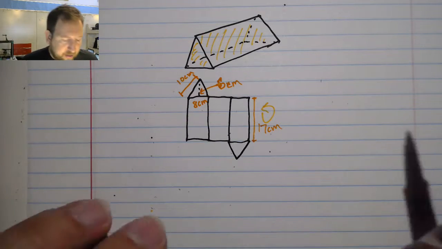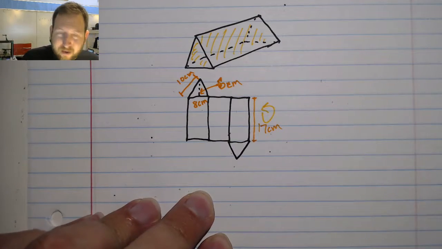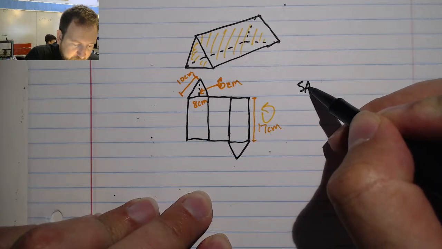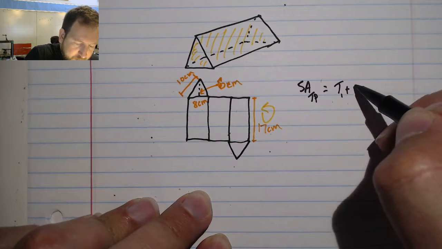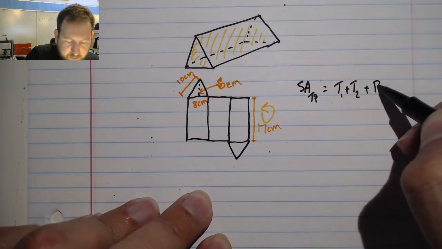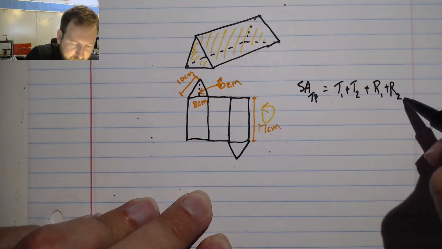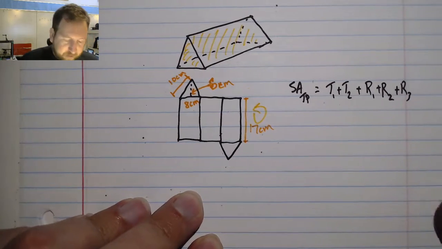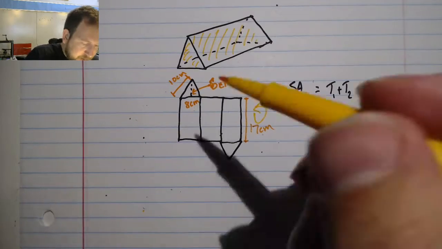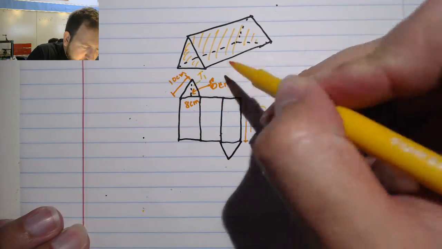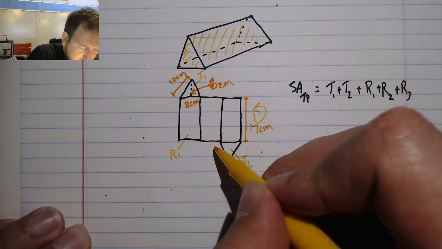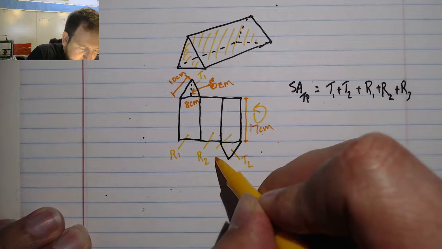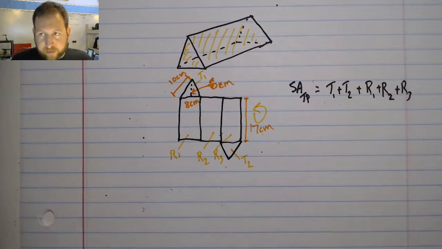So first let's take a look at the two triangles. My surface area of my triangular prism is going to be triangle 1 plus triangle 2 plus rectangle 1 plus rectangle 2 plus rectangle 3. And if I were to label them, I could see that this would be my little triangle 1, triangle 2, rectangle 1, rectangle 2, and rectangle 3.